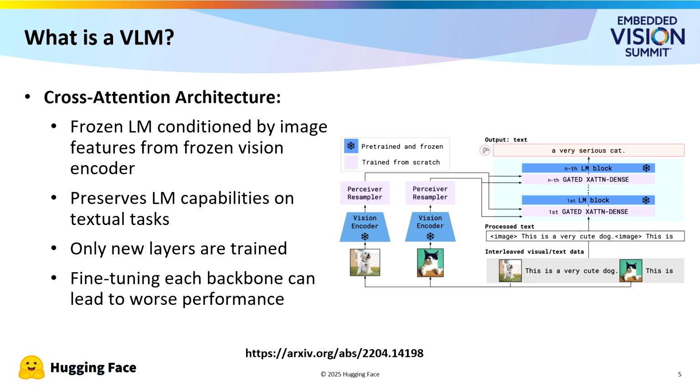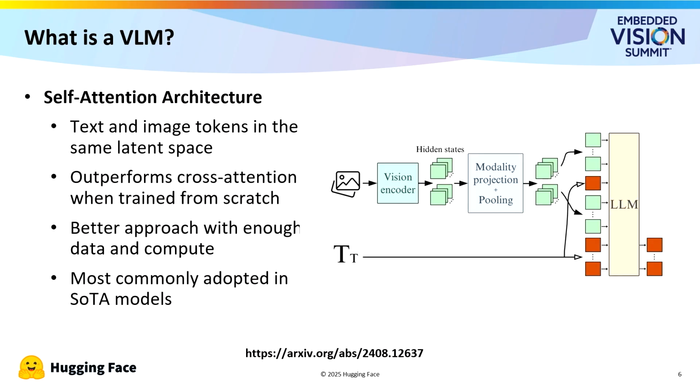So first of all, we have cross-attention architectures, and this is when you have a frozen vision encoder and a frozen large language model. And what you do is you add certain layers between the transformer blocks, and you feed in the image features directly into the large language model, and you just train the new layers that you added. You usually do this to preserve the language model's capability to actually output text and to actually generate coherent text. And what you do is usually fine-tune each backbone on a specific task before training them together.